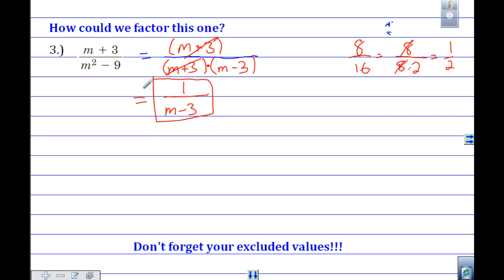What is the excluded value here? We don't want this to equal 0. What number would you plug in here in order for the whole denominator to equal 0? 0 minus 3 is negative 3. That's okay. So if n equals 3, 3 minus 3 would be 0. So on this one, we say n minus 3 cannot equal 0. Denominator cannot equal 0. That means n cannot equal 3. So the excluded value is just 3. So whatever the denominator is, set it equal to 0.